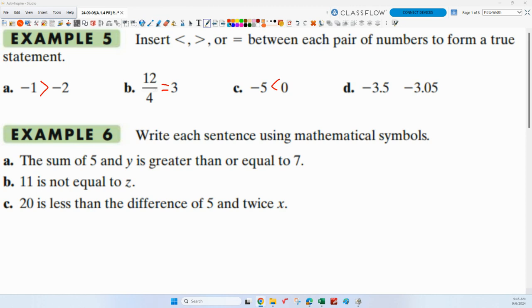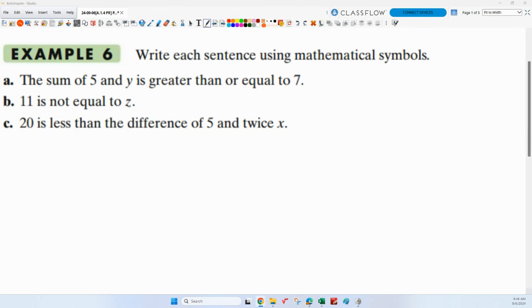And then finally, D is a tricky one. Focus on D. Is it greater than? Which one's further left on a number line? -3.5 or -3.05? -3.5 is further left, so it must be less than. There you go. Okay, good.